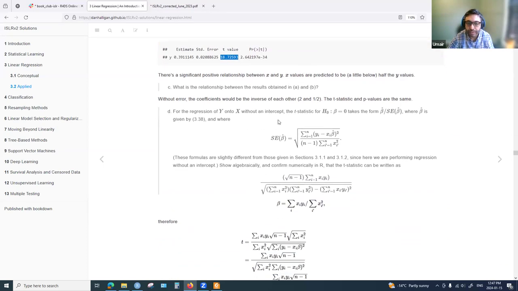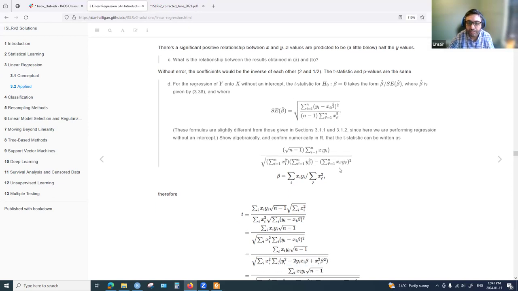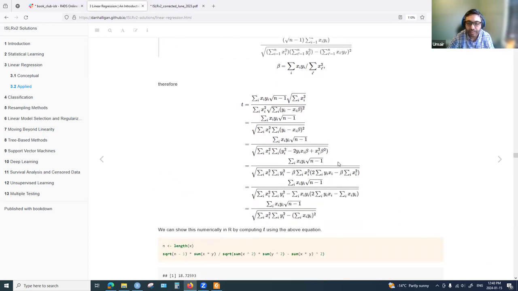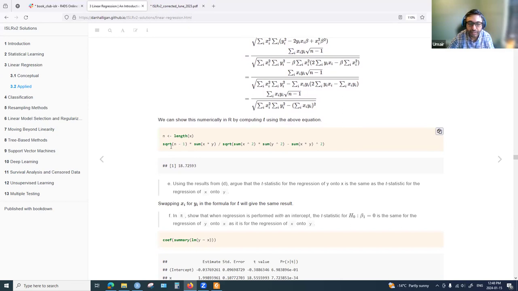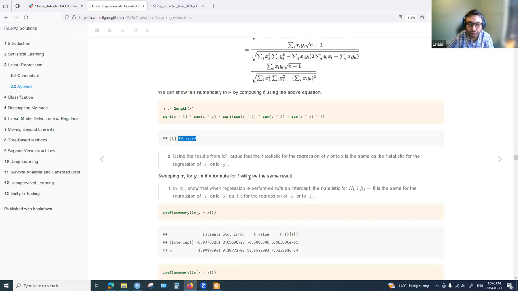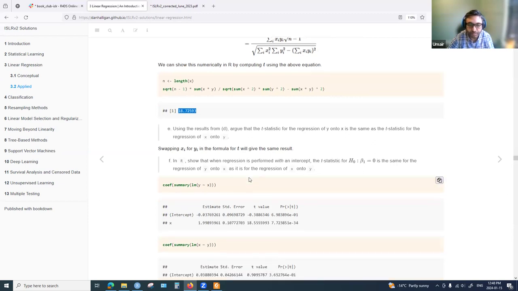For the regression of y onto x without an intercept, the t-statistic for this null hypothesis takes the form of this formula, where beta hat is given by 3.38 defined above. So based on this standard error, show algebraically and confirm numerically in R that the t-statistic can be written as this formula. I'm going to skip the algebraic part and look at the numerical part. Within R, they plugged in this formula and found that the t value is the same as printed out by the lm model's summary function.